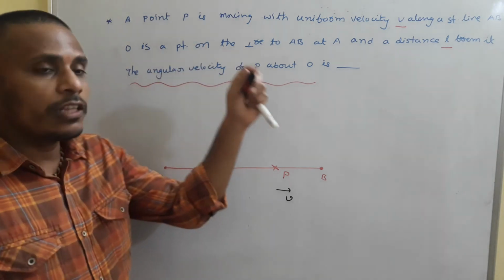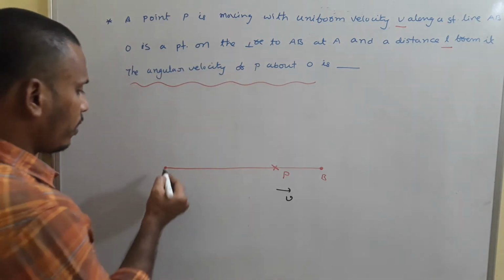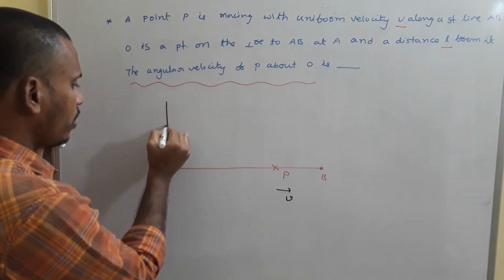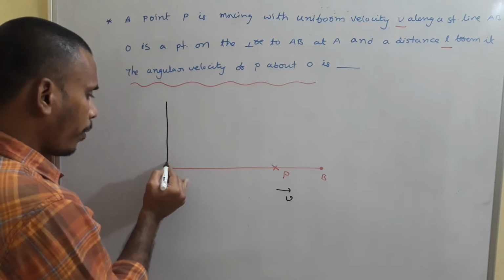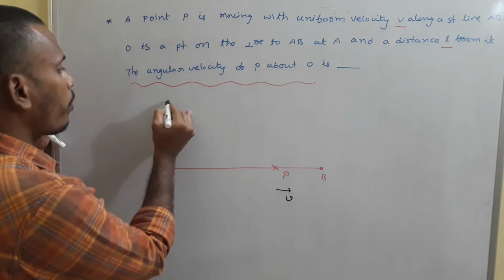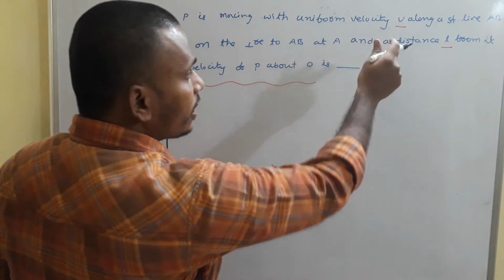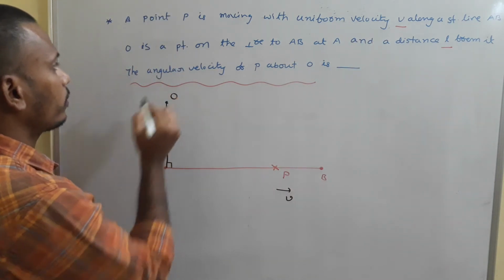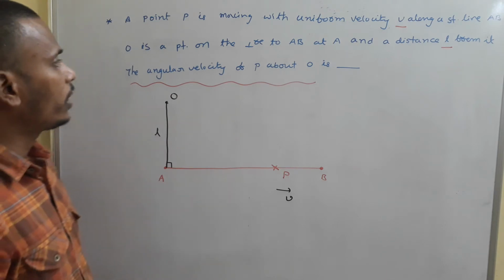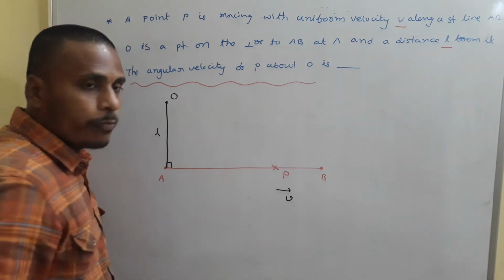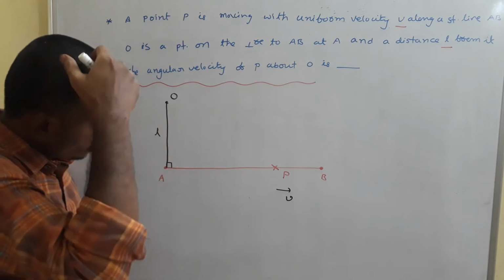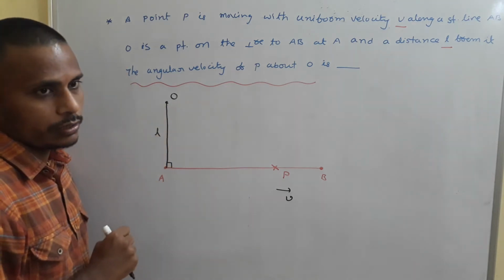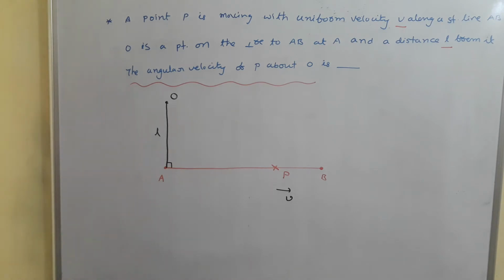O is a point on the perpendicular to AB at A. This is the perpendicular to AB, perpendicular at A. O is a point at a distance L from it, so the distance from A to O is L. Now we need to calculate the angular velocity of P about this O. So how do we calculate it, and what is the answer?